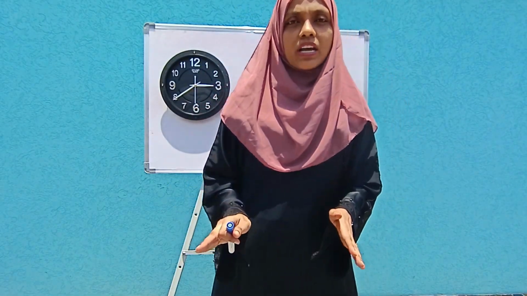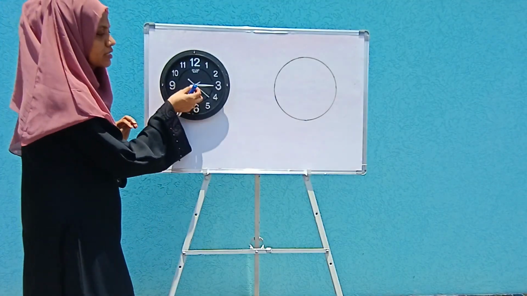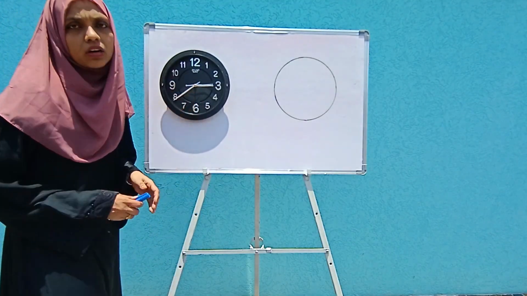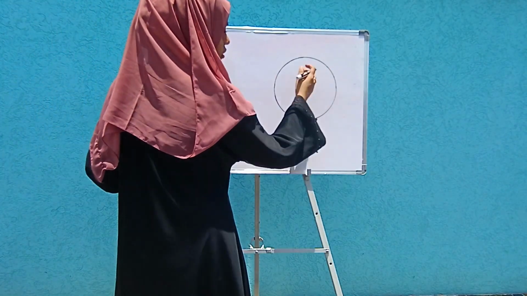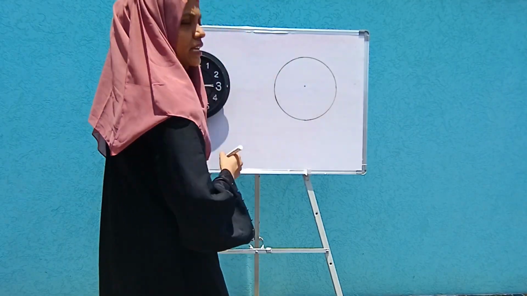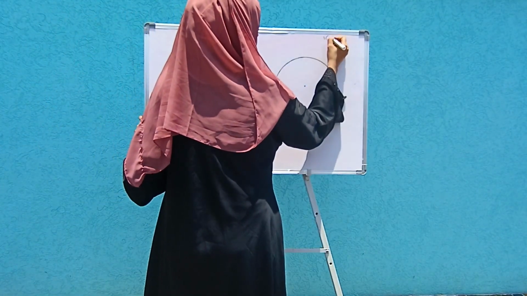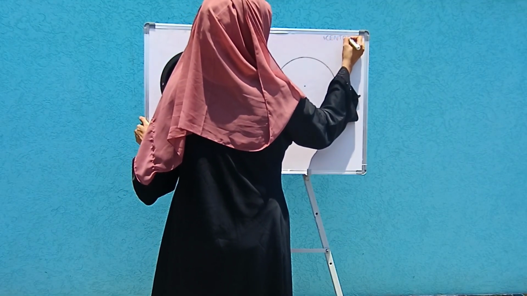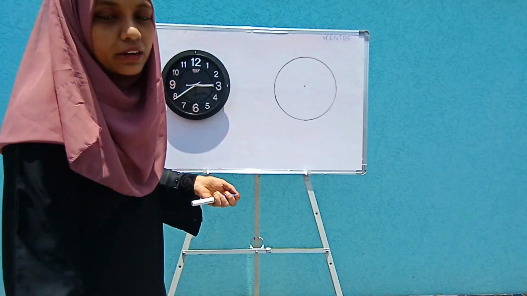So the first part we have here is the center. We observe the clock here. This tiny part is called the center. If I place the center on this diagram, this is called the center. The first part we have over here is the center. And the next part we have is the radius.